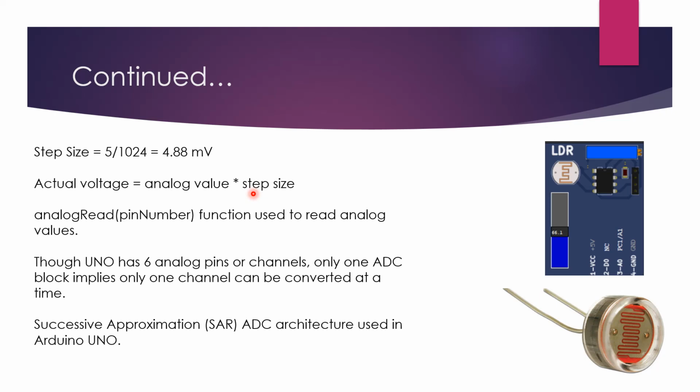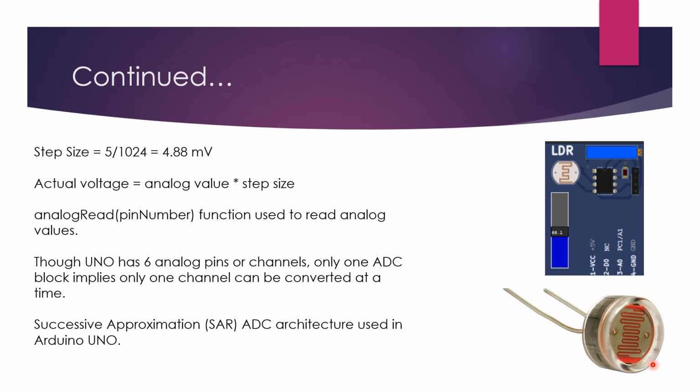So for example, we receive 1023. We will multiply it by 4.88 millivolts to get the obtained analog signal value, which would be nothing but 5 volts. Now we will be using the analogRead(pin number) function to read analog values. Though Arduino Uno has 6 analog pins or channels, only one ADC block implies only one channel can be converted at a time. Now SAR, or successive approximation architecture, is used in the Arduino Uno.